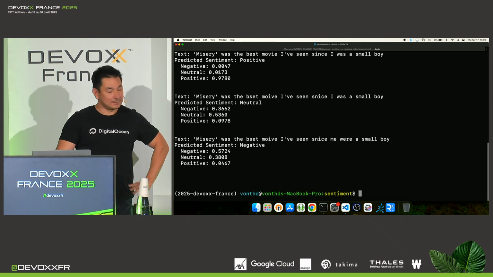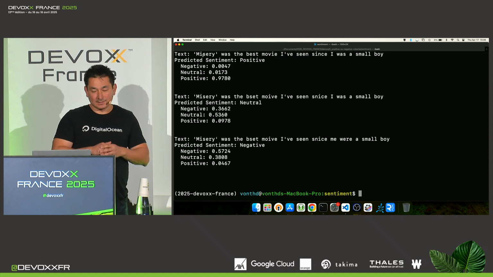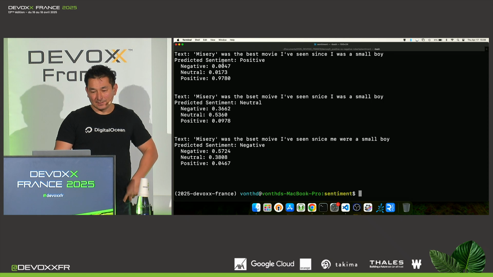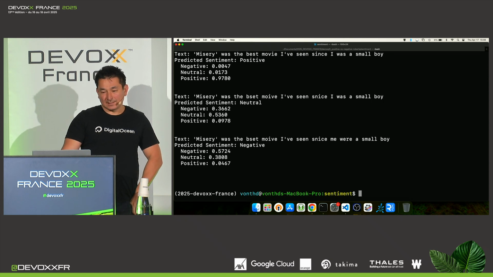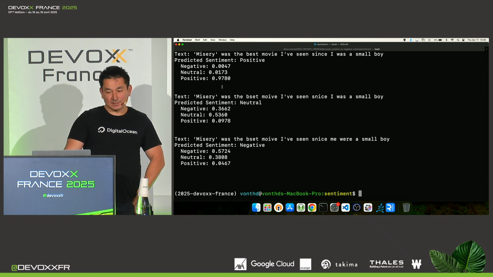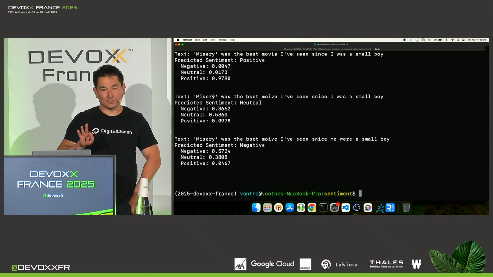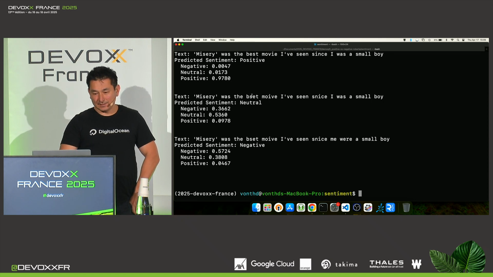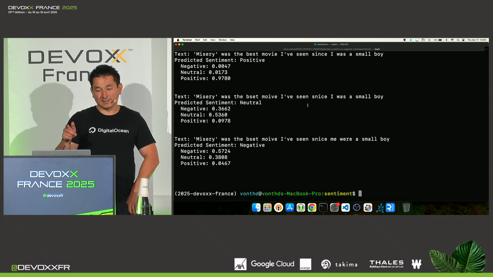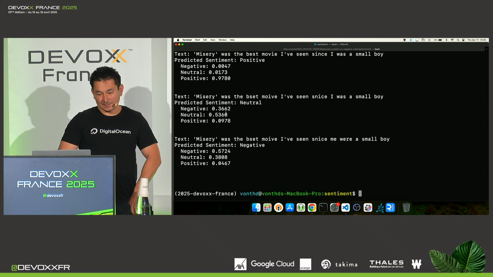So at the top here, Misery, it's a movie. Misery was the best movie I've seen since I was a small boy. Positive sentiment with a confidence score of 97%. Misspelled 3 words, movie, best, and since. And now I've manipulated the sentiment analysis to neutral with a 53% confidence.